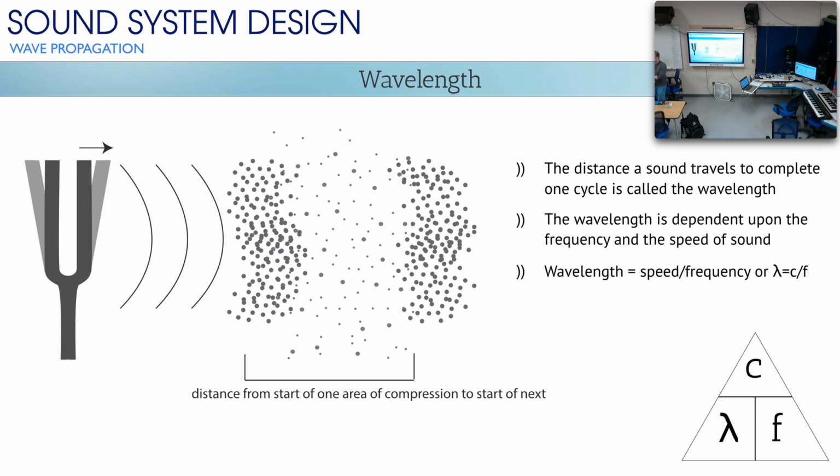Consequently, if you needed to know the frequency, you could take the speed of sound and divide it by the wavelength, and you'd get the frequency. If you wanted to know the speed of sound, you could multiply the wavelength and the frequency, and you get the speed of sound. Okay? So when I say I've done measurements of the speed of sound, that's what I've done.